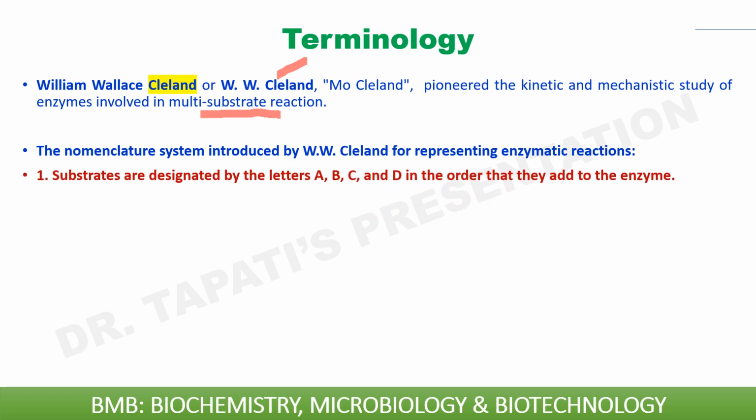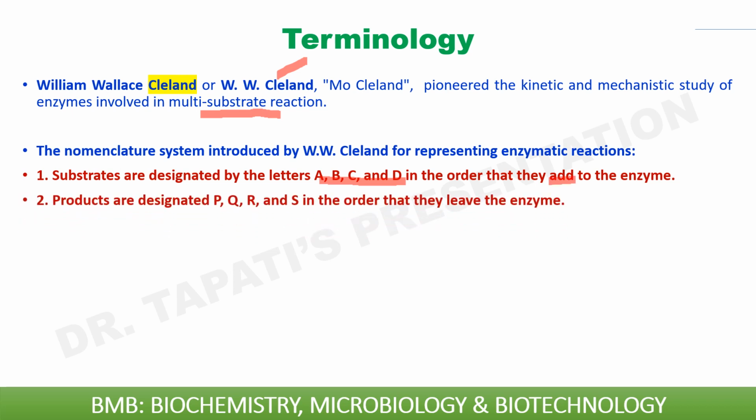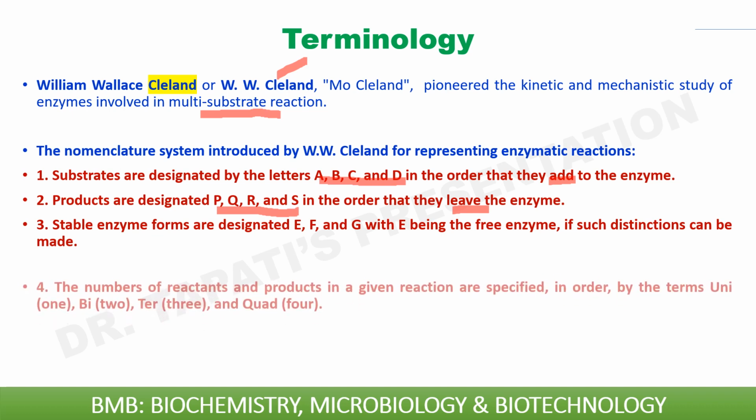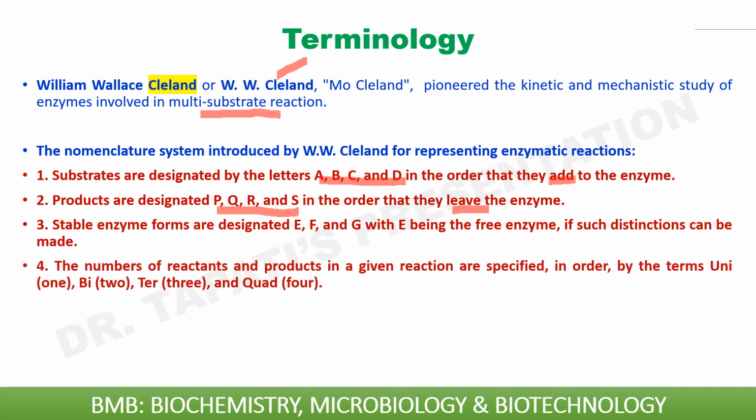Substrates are designated by the letters A, B, C, and D in the order that they add to the enzyme, whereas products are designated as P, Q, R, and S in the order they leave the enzyme. Stable enzyme forms are designated as E, F, and G, with E being the free enzyme, if such distinctions can be made. The numbers of reactants and products in a given reaction are specified in order by the terms uni for 1, bi for 2, ter for 3, and quad for 4.